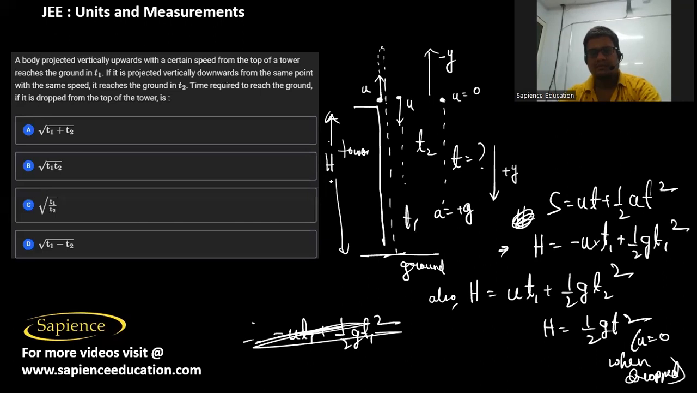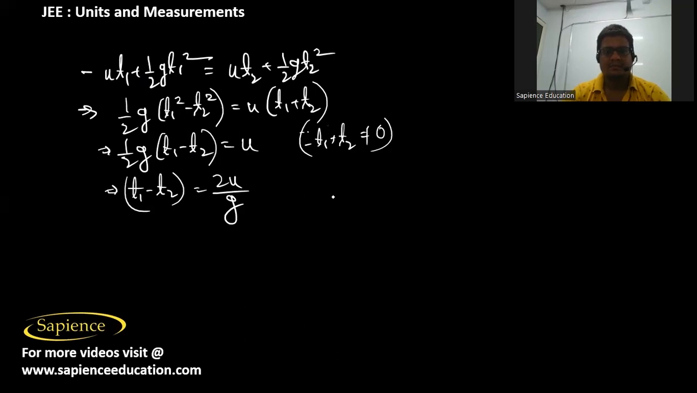So now to find t, here also you can tell v equals to u plus at. So v equals to u plus g into t2, and that is also equal to, v will be equal to minus u plus g into t1. Okay, so we will get the same thing, t1 minus t2 equal to 2u by g.